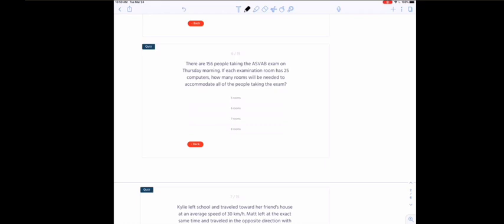Number 6 says, there are 156 people taking the ASVAB exam on Thursday morning. If each examination room has 25 computers, how many rooms will be needed to accommodate all of the people taking the exam? So, I'm going to look at the total, 156 people, 25 computers per room. That's my rate. 25 computers for every 1 room. How many computers we need? 1 per person, so 156 computers. We don't know how many rooms that'll be.